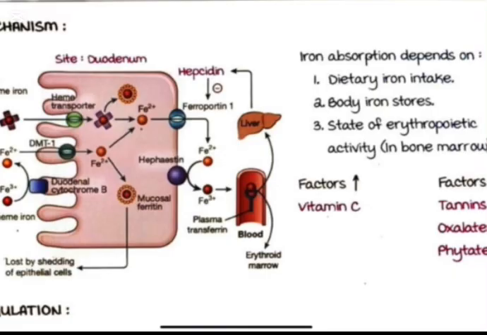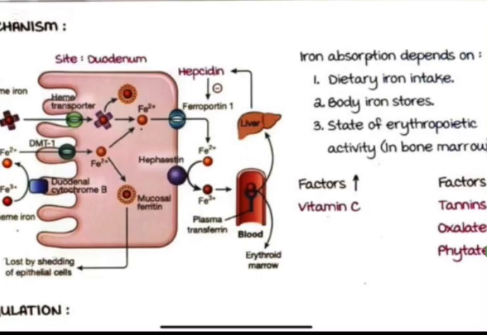Iron absorption mechanism. Iron absorption depends on dietary iron intake, body iron stores, and state of erythropoietic activity in bone marrow. It is increased by vitamin C, and factors like tannins, oxalates, and phytates decrease it.